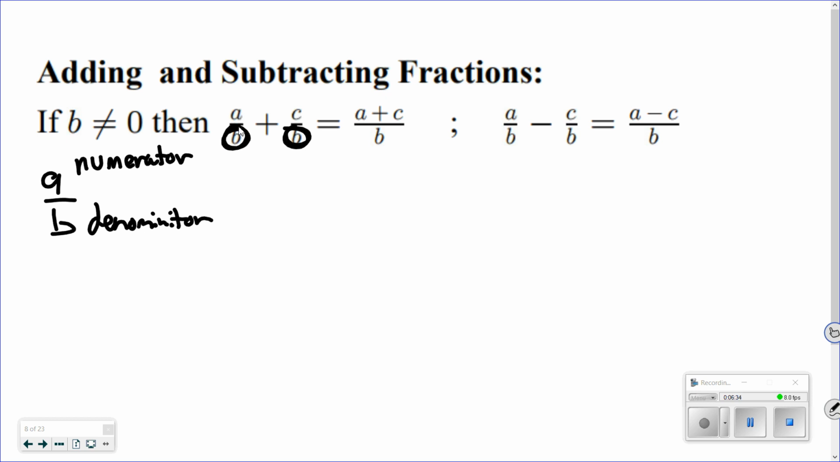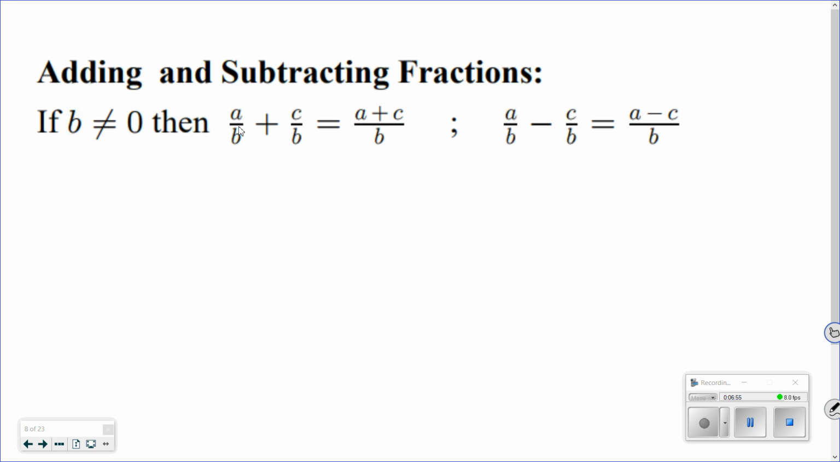If they are, notice how it stays the same after I add. All I do is just add the top. Over here, we've got a common denominator. You subtract them, so a minus c, but again, the denominator stays the same. So adding and subtracting is actually pretty simple. The trickiest part, the part we struggle with the most usually, is finding a common denominator between the two.